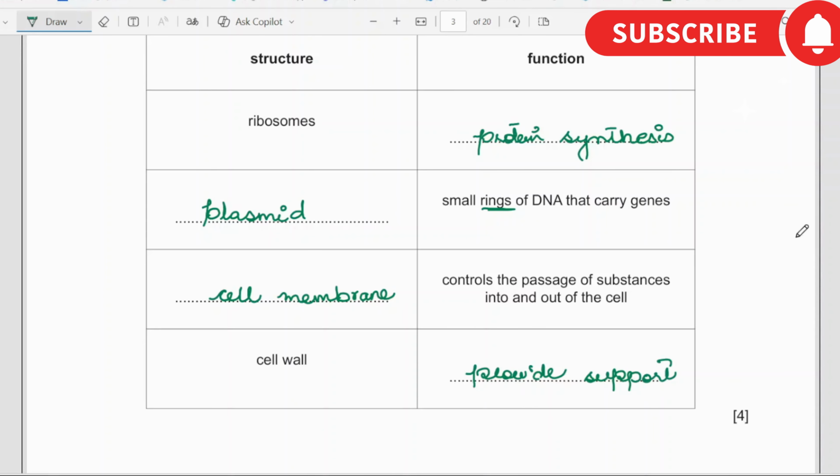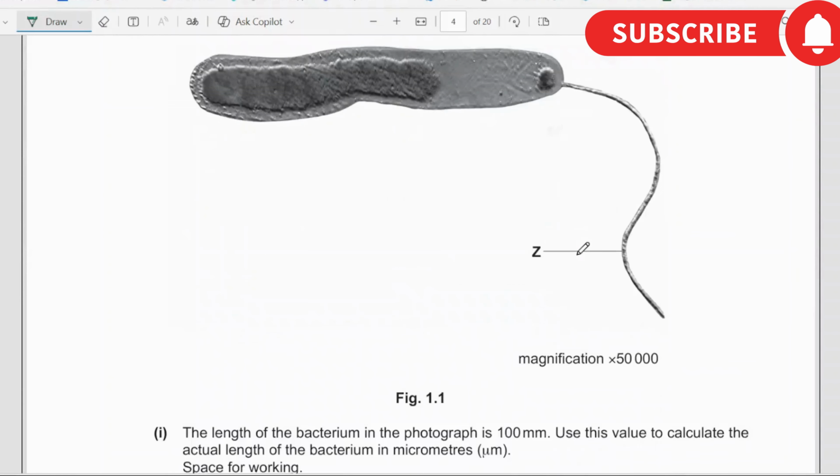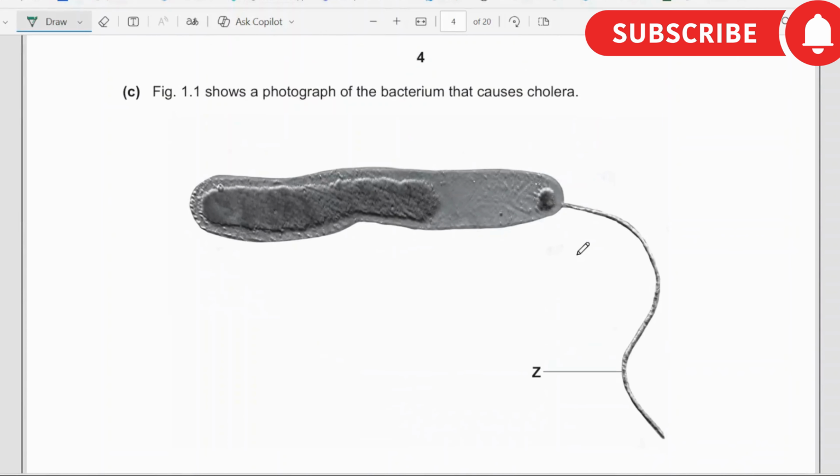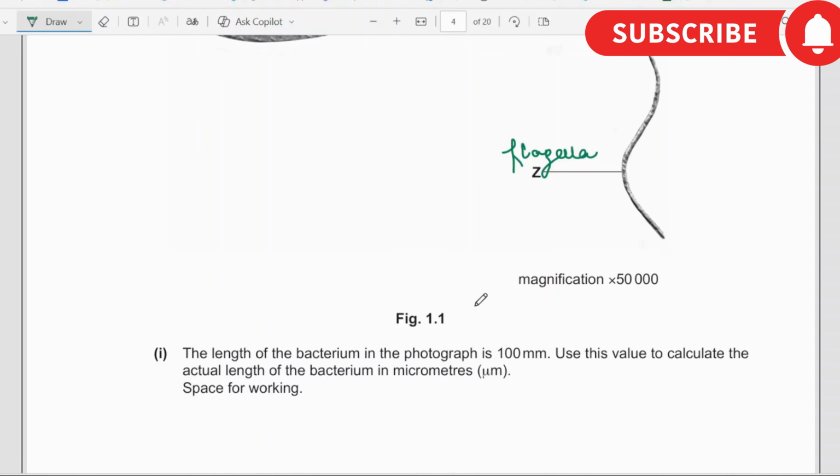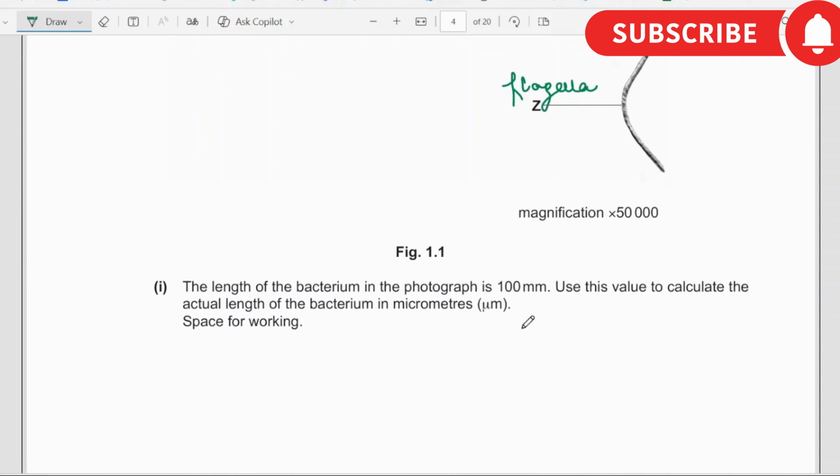Okay. Let's move to the next one. This is a figure of a cholera bacterium. You have to label what is Z. That's a flagella. Okay. The length of the bacterium is 100 millimeters. Use this value to calculate the actual length.